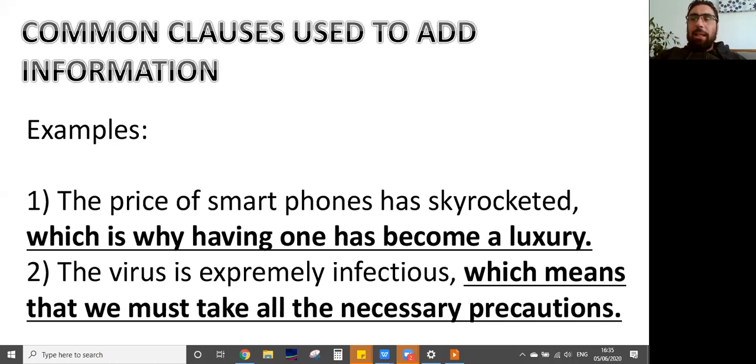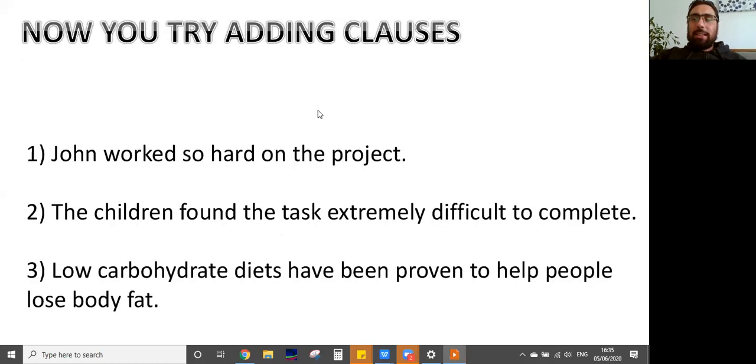Okay, everyone. Now what I want you guys to do is write some examples for these. So we have John worked so hard on the project. What could we say? Which means, which is why.